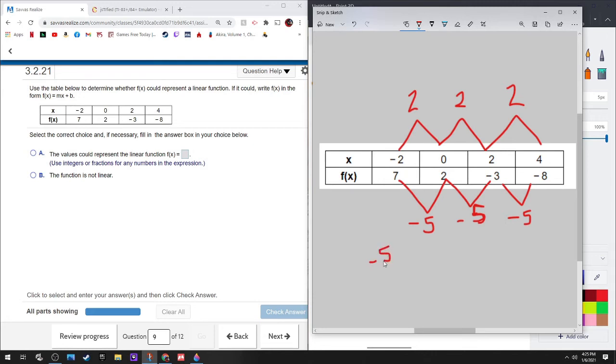So I got negative 5 over 2. So we'd say this is y is equal to negative 5 halves x. And then if I knew what it was when it was 0, which we do, it's right there. Sweet. You say plus 2.